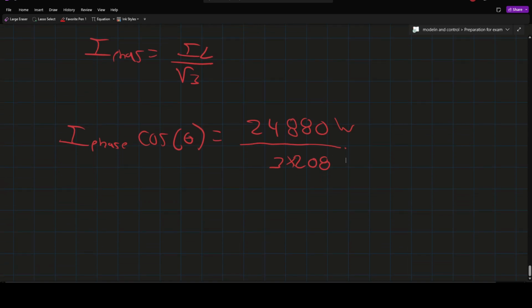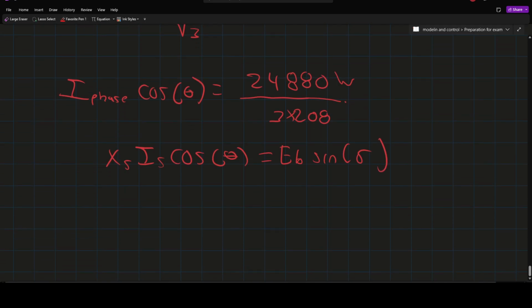Now we know that XS times IS cos theta is equal to EV sine psi. That is what we just figured out. So we know this, what we got here, and we know this value, so we can plug it in. We have 2.5 times this, which gives us 39.87, and this is equal to EV sine psi.